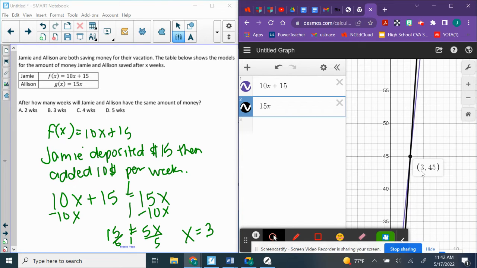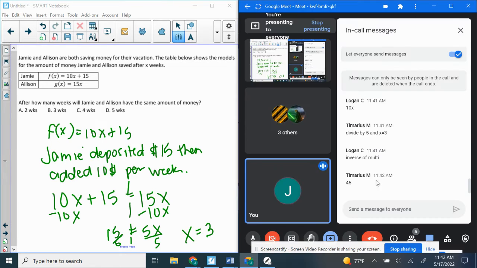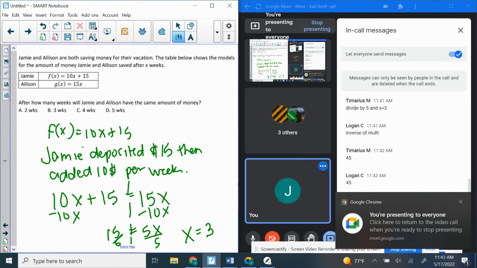How much money did they both have in their account, if I'm looking at that right there? At 3 weeks, how much money did they both have in their account? Yeah, 45, exactly. And if you didn't do it on the graph and see where they intersect, you can plug your 3 in. So 10 times 3 is 30 plus 15 is 45. And then 15 times 3 is also 45. So again, if your calculator is inactive, you could plug that in and answer the same question. But our answer to this question would obviously be B because it's at 3 weeks, right?